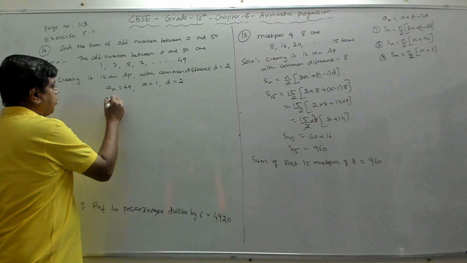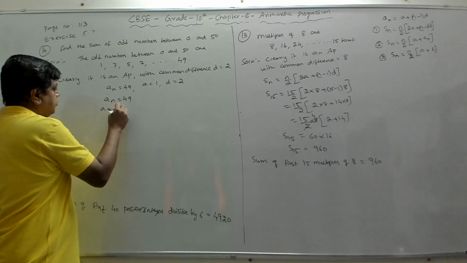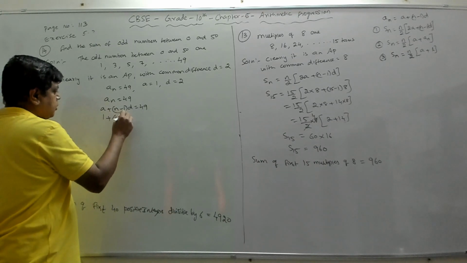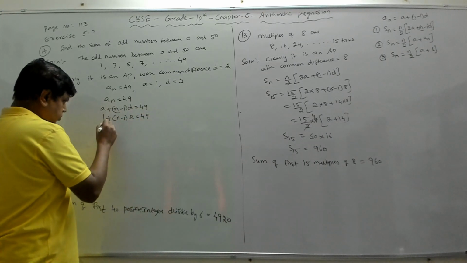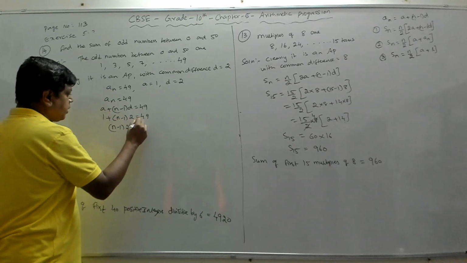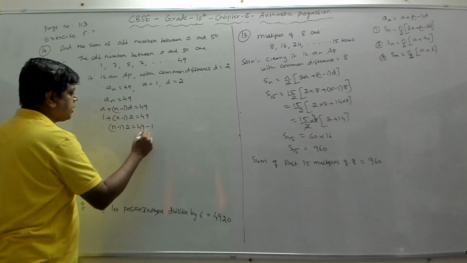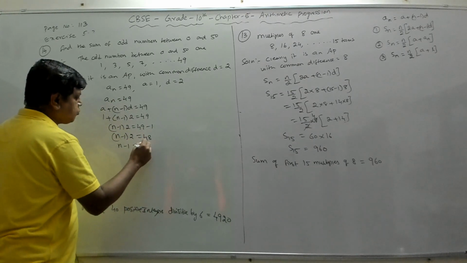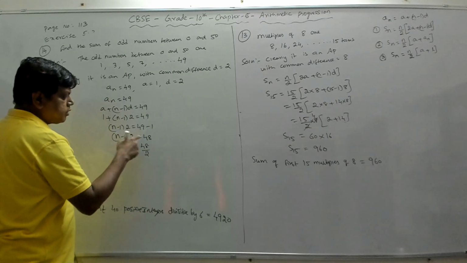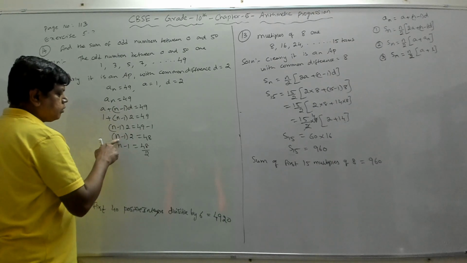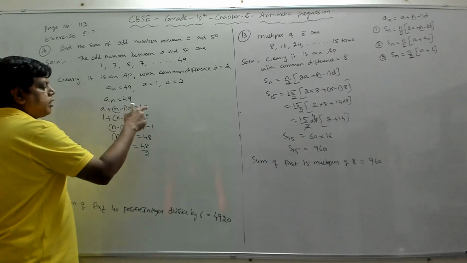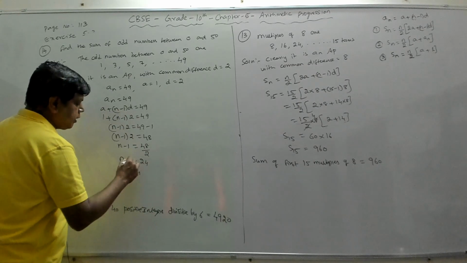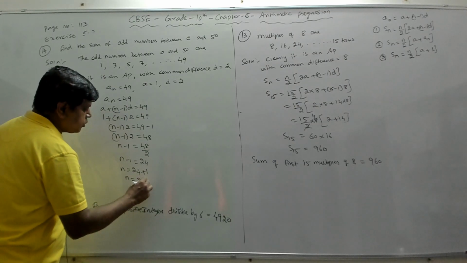So An is 49, which means A plus N minus 1 into D is 49. And A is 1, so 1 plus N minus 1 into 2 equal to 49. So N minus 1 into 2 equal to 49 minus 1, because plus 1 goes to the other side as minus 1. So 48 is N minus 1 into 2, so N minus 1 becomes 48 by 2. Or you can even say 2N minus 2 into minus 2, then you can take it as plus 2. That way also you can do. This is 24, so N minus 1 is 24, N is 25. So totally there are 25 terms.